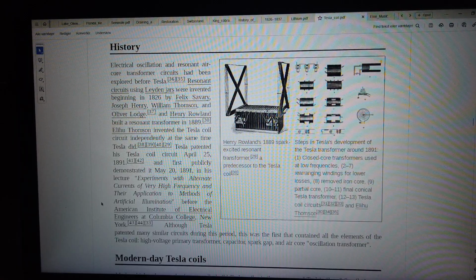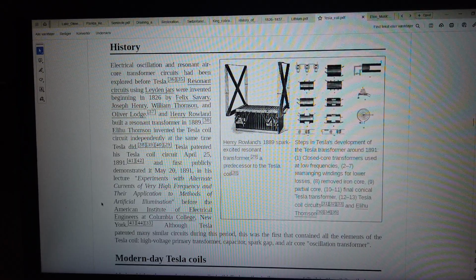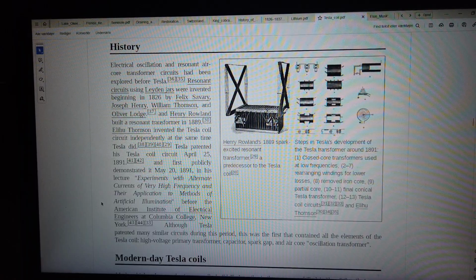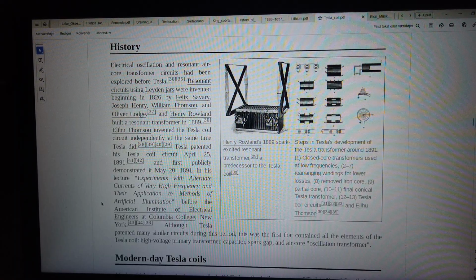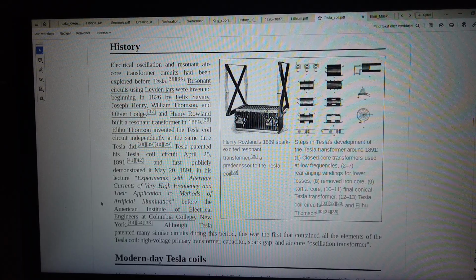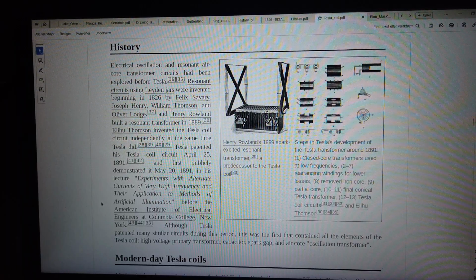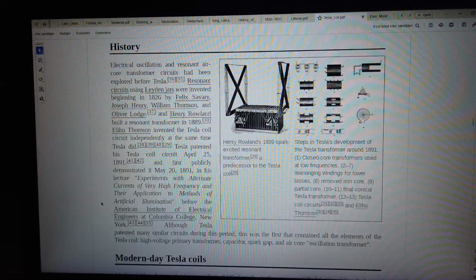Elihu Thomson invented the Tesla coil circuit independently at the same time Tesla did. Tesla patented his Tesla coil circuit April 25, 1891, and first publicly demonstrated it the 20th of May, 1891, in his lecture Experiments with Alternate Currents of Very High Frequency and Their Application to Methods of Artificial Illumination before the American Institute of Electrical Engineers at Columbia College, New York.